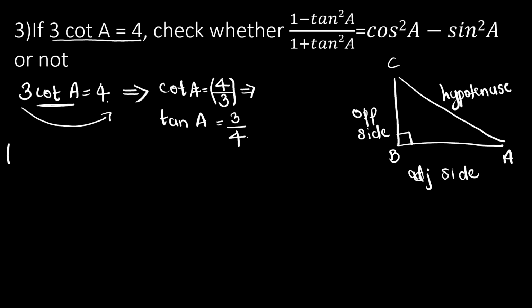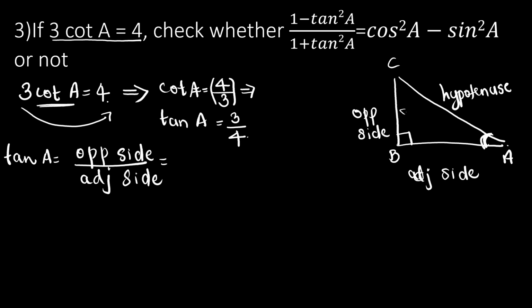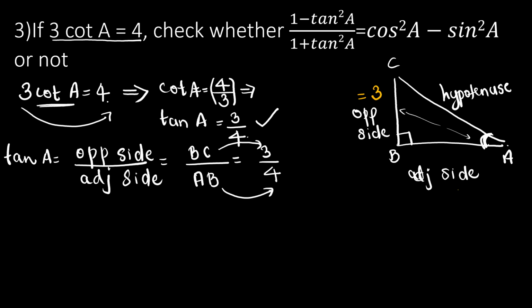Now we know that what is tan A? Tan A is opposite side divided by adjacent side. In this triangle, this is angle A, so the opposite side is BC and the adjacent side is AB. So this tan A we got as 3 by 4. So from this we get BC equal to 3, AB equal to 4. Therefore BC equal to 3 and AB equal to 4.